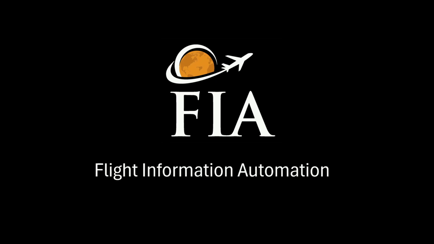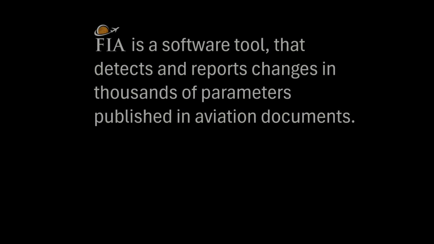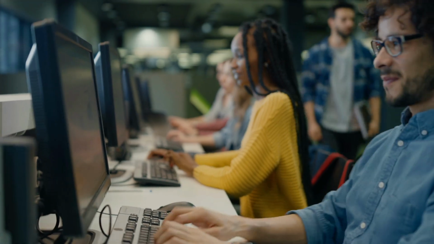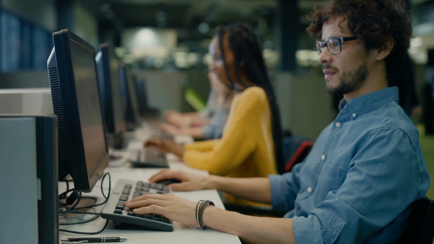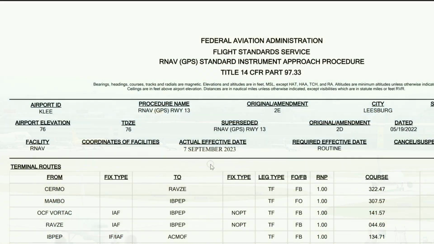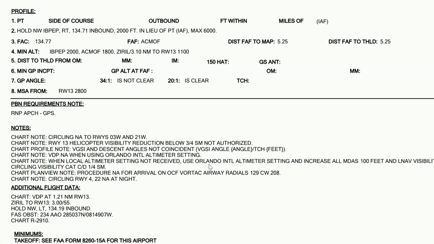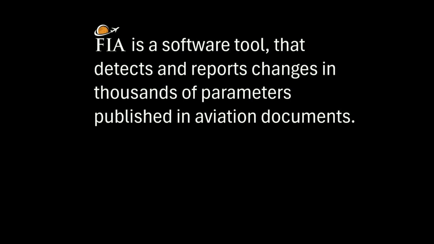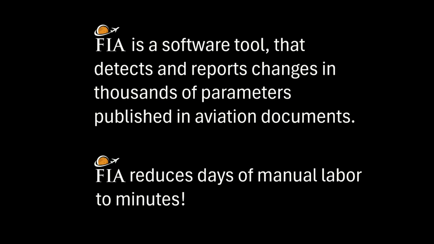Flight Information Automation, shortly FIA, is a software tool that detects and reports changes in thousands of parameters published in aviation documents. Aviation documents are regularly published by various agencies. Stakeholders that need this information must do manual inspection to catch the changes to mission-critical parameters. This is where FIA comes into play. It reduces days of manual labor to minutes.